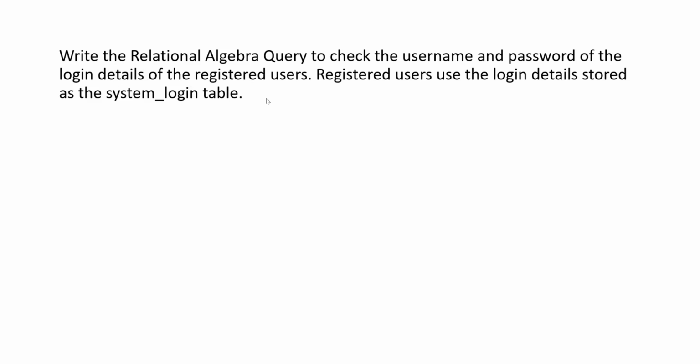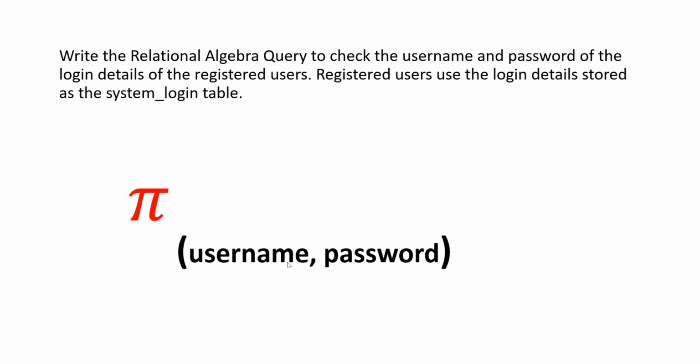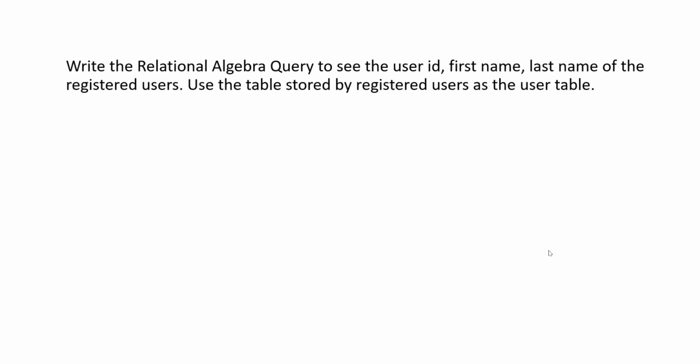So if we see the relational algebra query, again we are using the projection operator, and then we have given the condition as username and password, because as I said earlier we need to find the username and password of the registered users. So this is the condition, and then we need to get this data from the system login table. So guys, this is the relational algebra query for the second question. So let's move on to the third question.